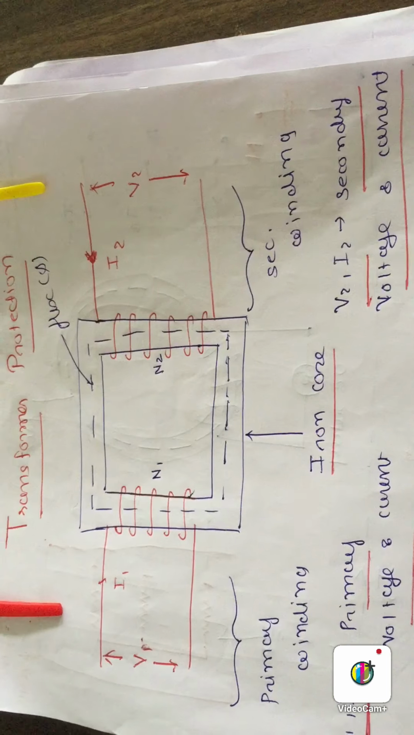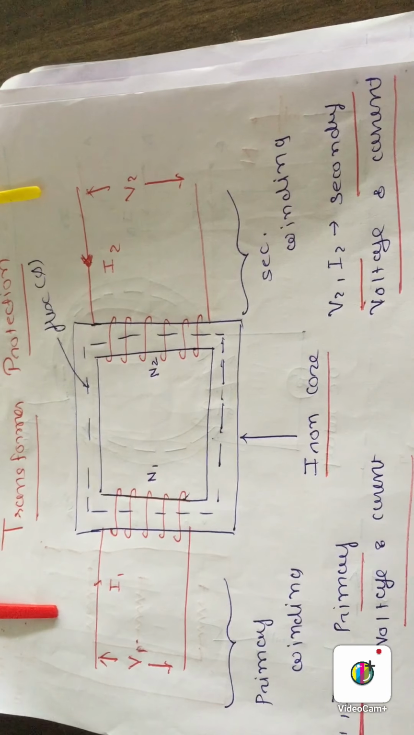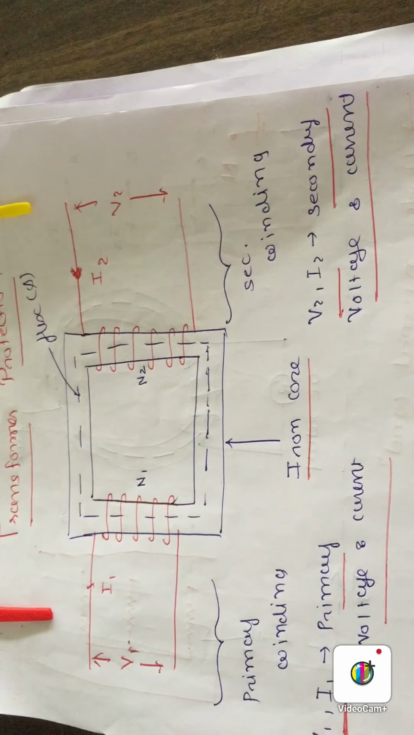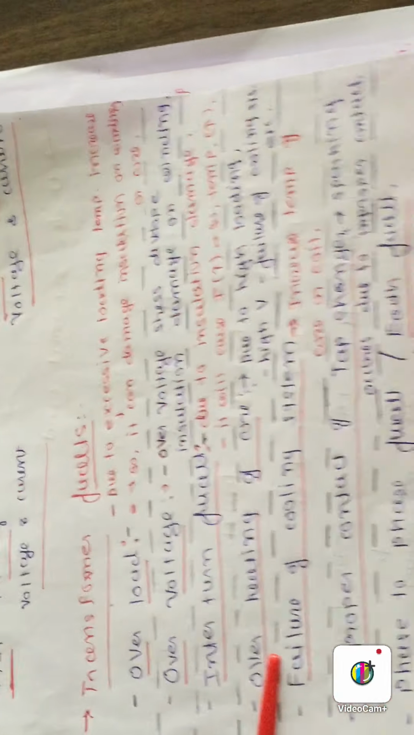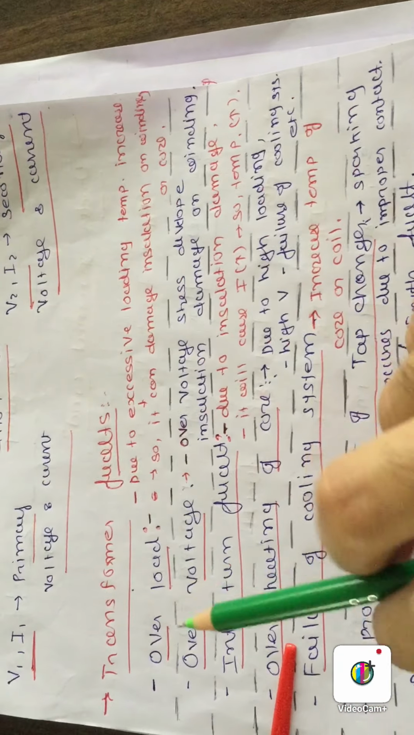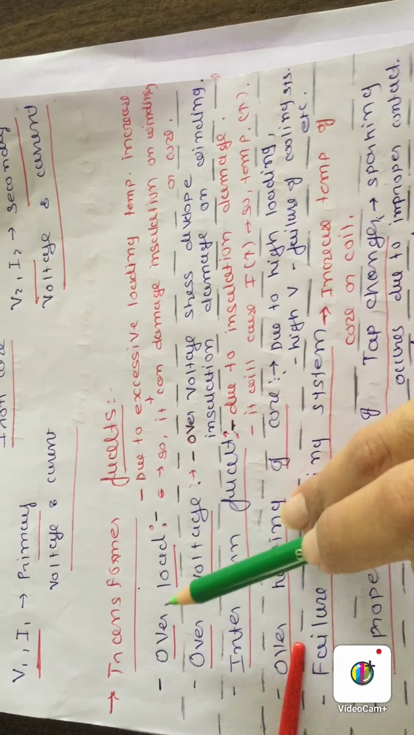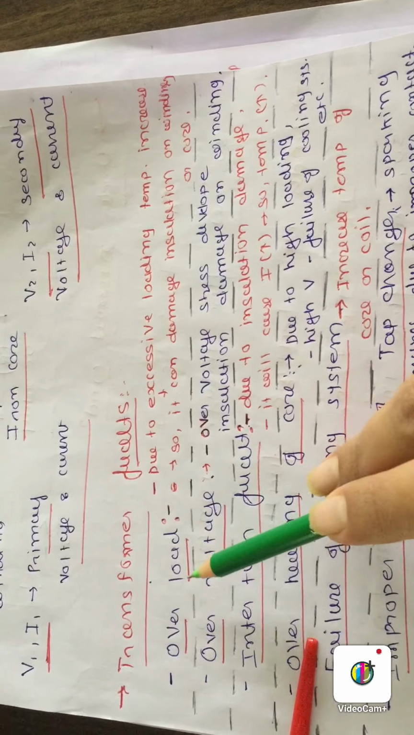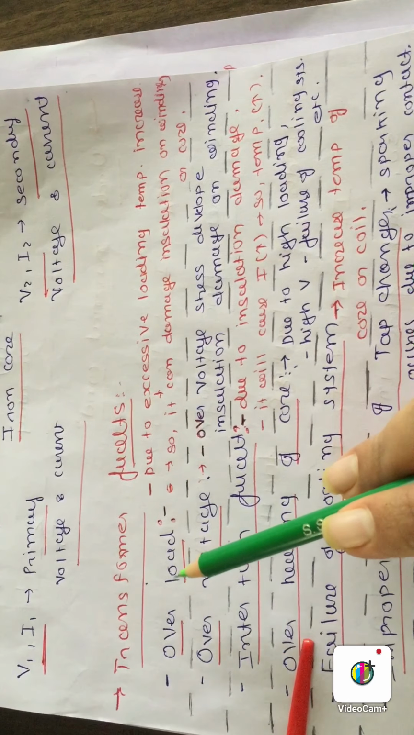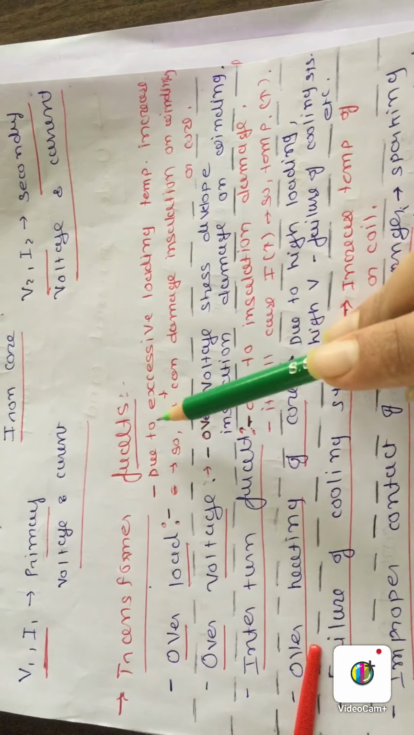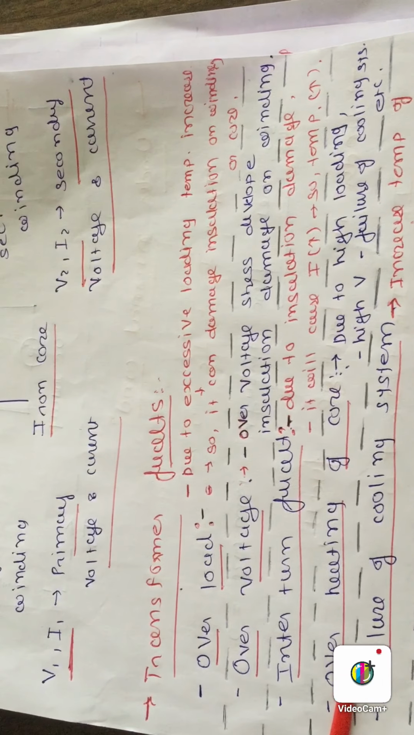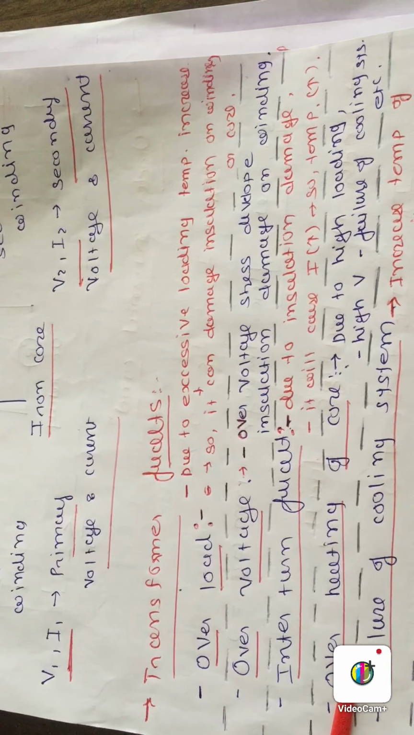Now we will study some of the faults that occur on transformer. These are the faults. First of all, overload. Many times overloading occurs in transformer. So what is the reason? The reason for overloading is you are operating your transformer for excessive load which is not within its rating.